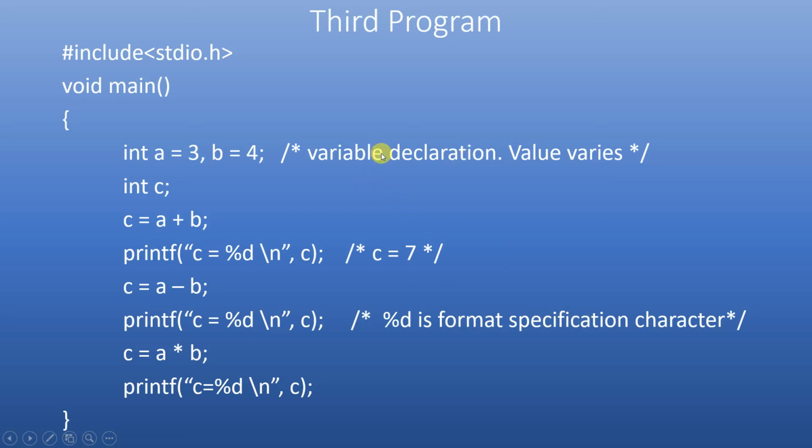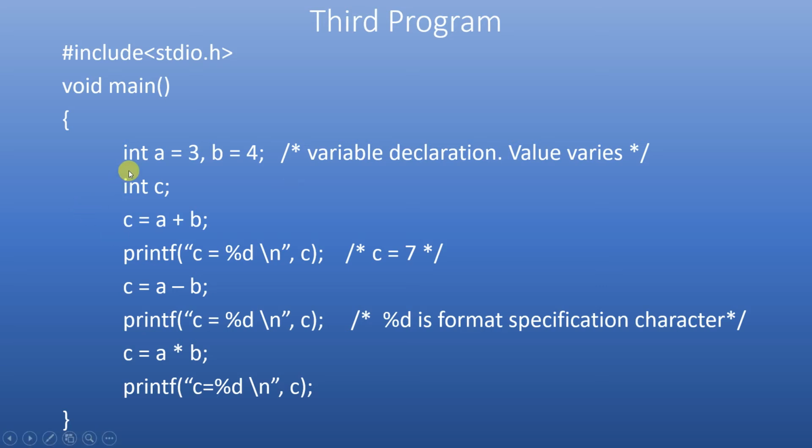So what is this variable declaration? What is a variable? A and B are variables. That means here I am initially assigning values 3 and 4 to A and B, but later during program execution these values change. Variable means their values change during the program execution, and constant means their values remain constant. For example, 3 and 4 are constants, they remain 3 and 4 always.